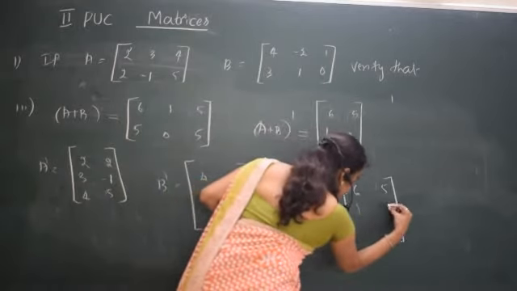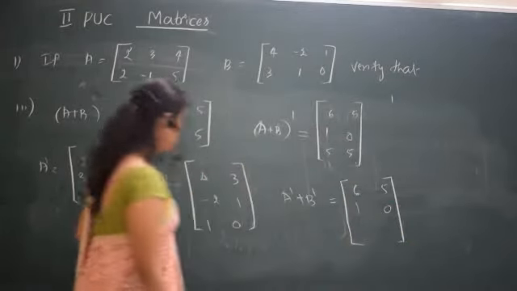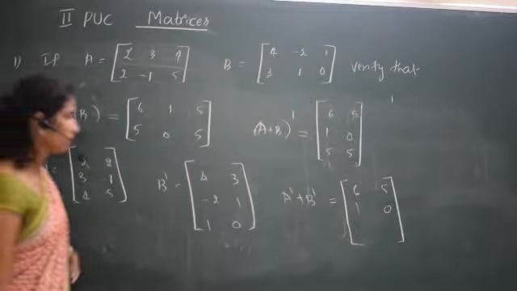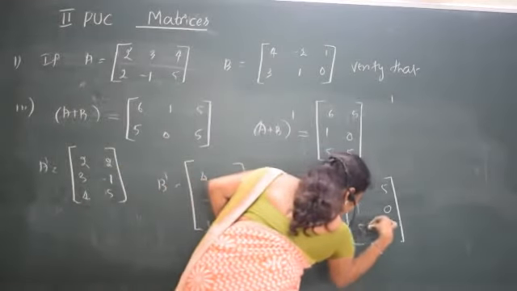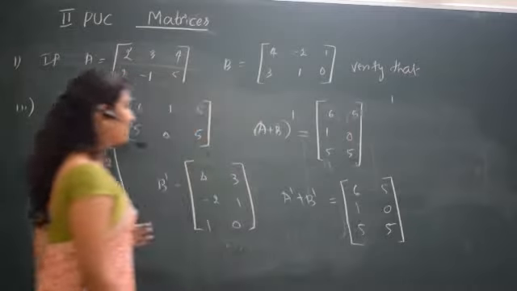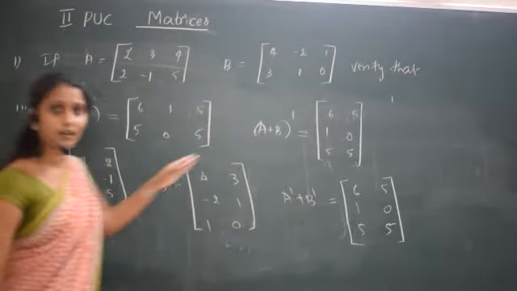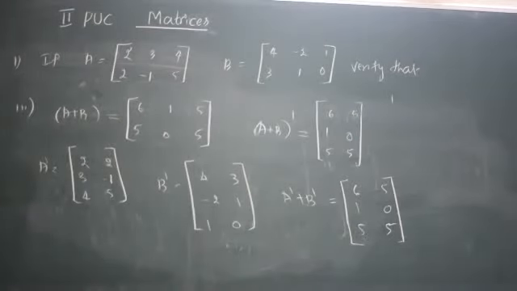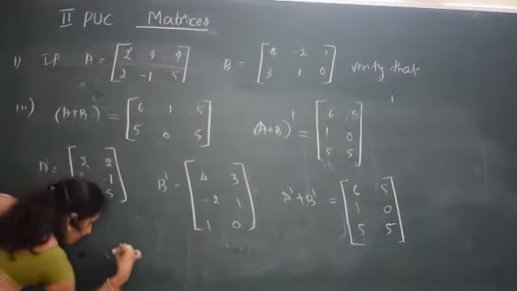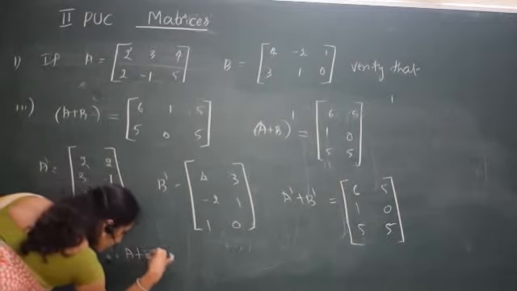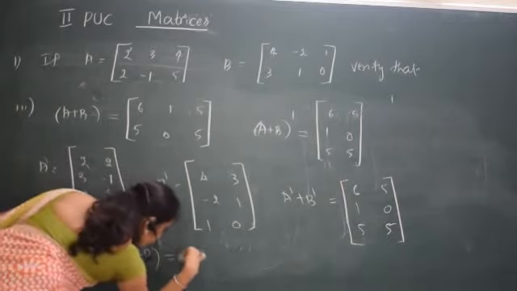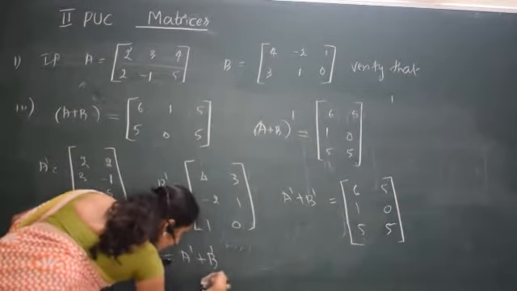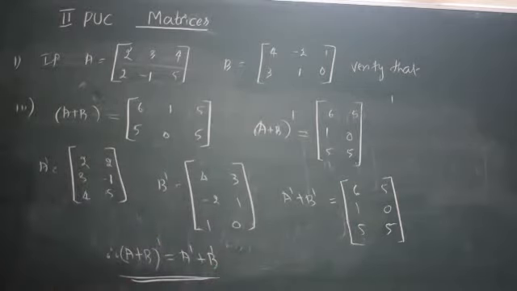1 0 1 0, and here 5 plus 5. So what we got, A plus B whole transpose is equal to A transpose plus B transpose. So those two are equal. Therefore, A plus B whole transpose is equal to A transpose plus B transpose. So we have verified the three properties for the given problem.